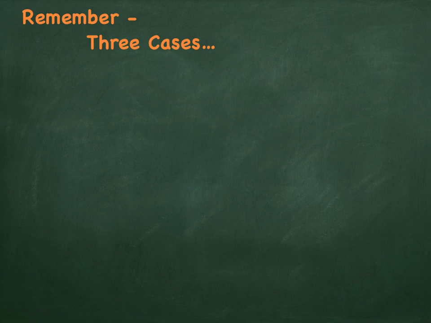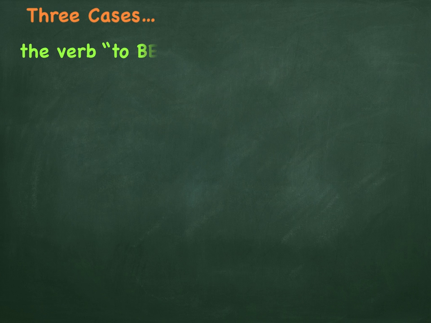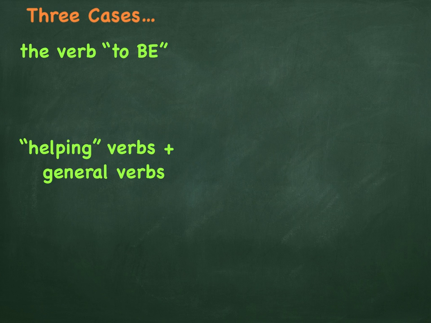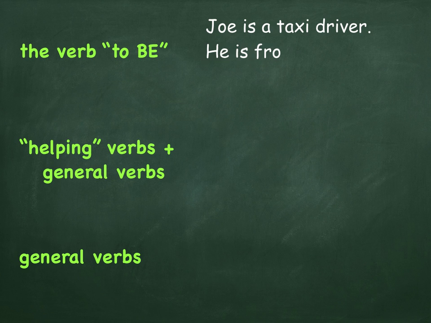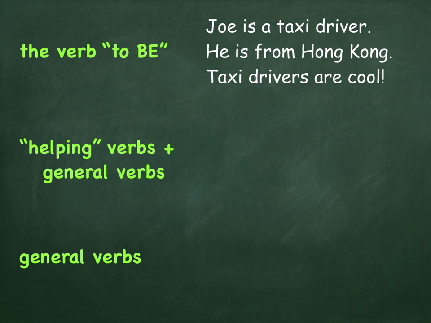Remember, when you want to make negative sentences and questions, there are three cases: the be verb, general verbs with helping verbs, and simple general verbs. Some examples will help. Let's look at the verb to be. We see three basic sentences. With be, we have nouns, a taxi driver, places, from Hong Kong, and adjectives, cool.